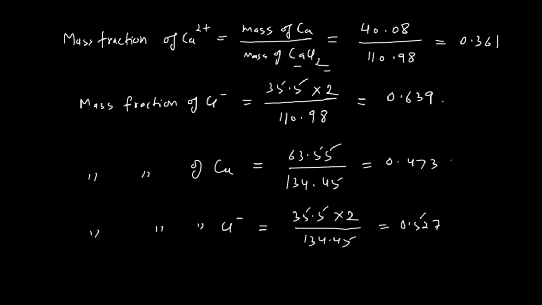Now you can calculate the mass absorption coefficient per weight. First we will calculate for calcium, then for chloride, and then for calcium chloride. Then we'll go for copper, then the chloride, and then for CuCl2. Then you will get your answer.